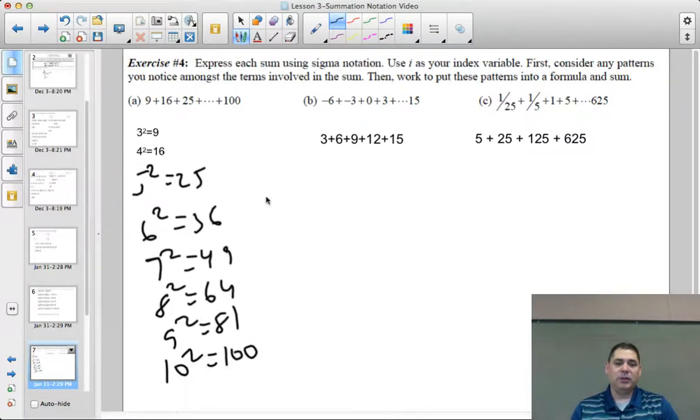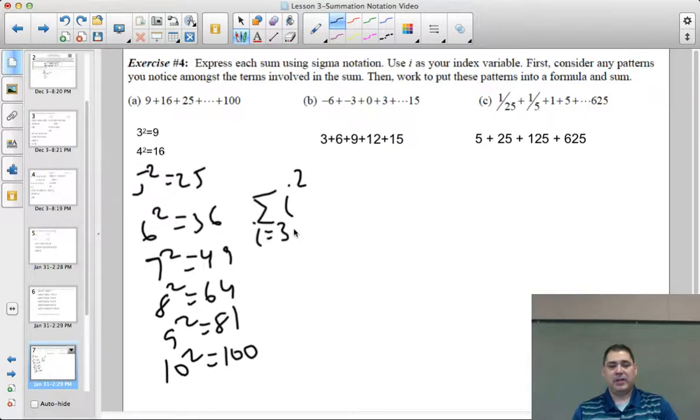Now they want us to come up with a summation notation. We need an index. We'll call it I. Now, what's the first number that we're plugging in here to get 9? 3, right? And then we're squaring it. Let's go back, sorry. So we're taking a number I and we're squaring it. So the first number that we're plugging in is 3. So 3 squared is 9.